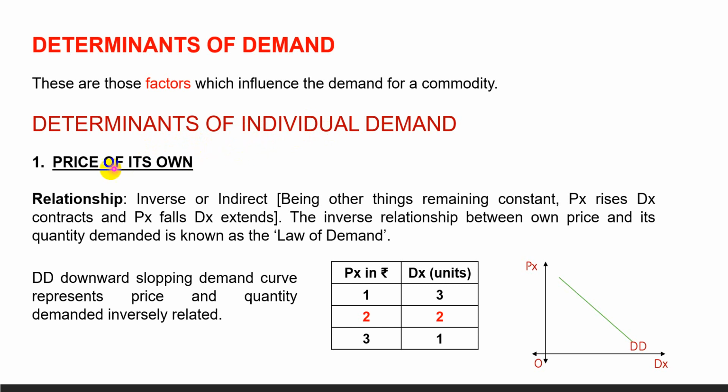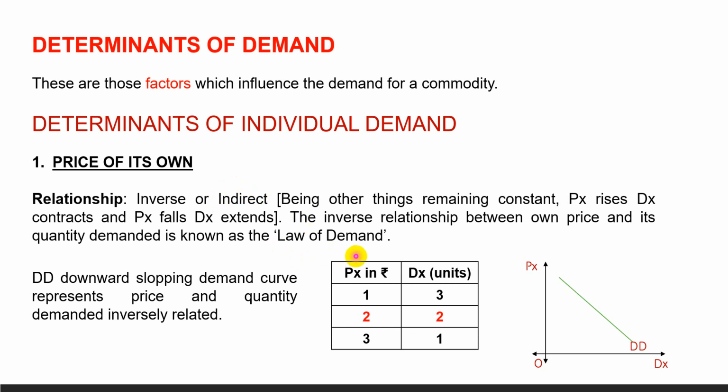Determinants of individual demand. The first individual demand determinant is the price of its own. Other things remaining constant, the price of its own and the quantity demanded are inversely related. That is, when the price of a commodity increases, the quantity demanded for the commodity decreases, and when price decreases, quantity demanded increases. This inverse relationship between the price and the quantity demanded for a commodity is known as the law of demand.